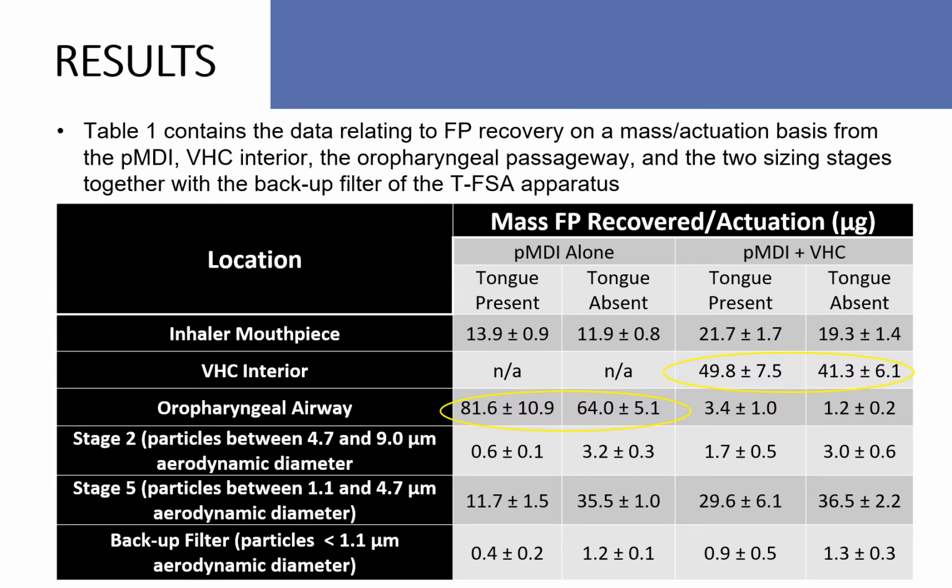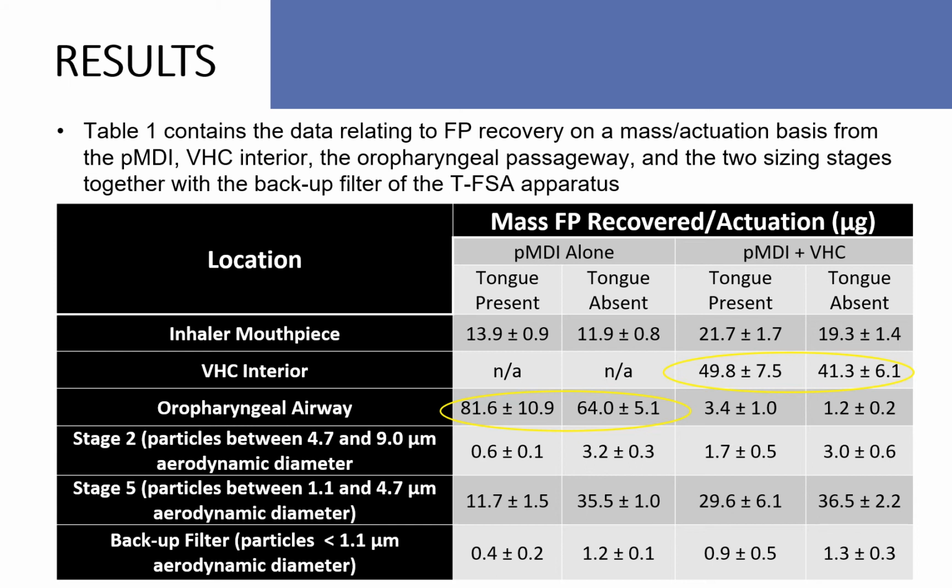The table below contains the results of our study, and I want to draw your attention to the mass that was deposited in the oropharyngeal airway with the MDI alone. With a nominal 125 microgram Flovent MDI, 81.6 was left in the oropharyngeal airway, that's sitting on top of the impactor stack. When the tongue was removed, that was reduced to 64 micrograms. And then when the spacer or VHC is added, that mass has basically been transferred to the spacer, and we recovered 49.8 and 41.3, whether the tongue was present or absent.